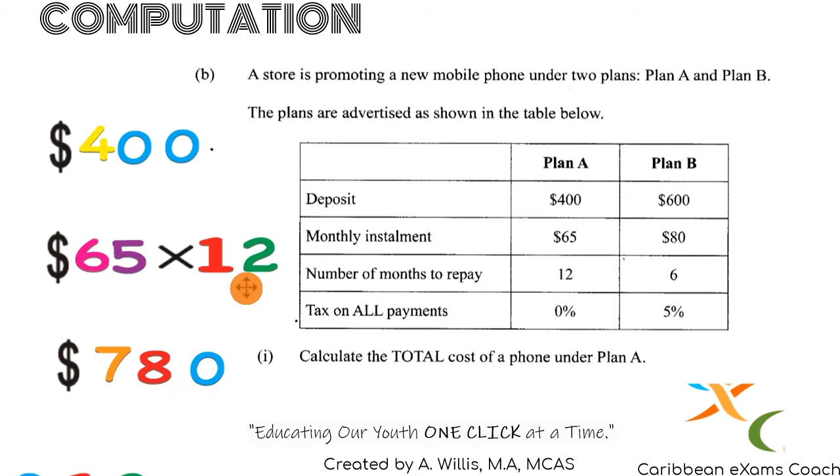So what you have to do now, you have to add this number, $400 and $780, and you get your answer. Since you don't have to pay any tax on Plan A, it will be $780 plus $400. That would work out to $1,180. And that's your answer.